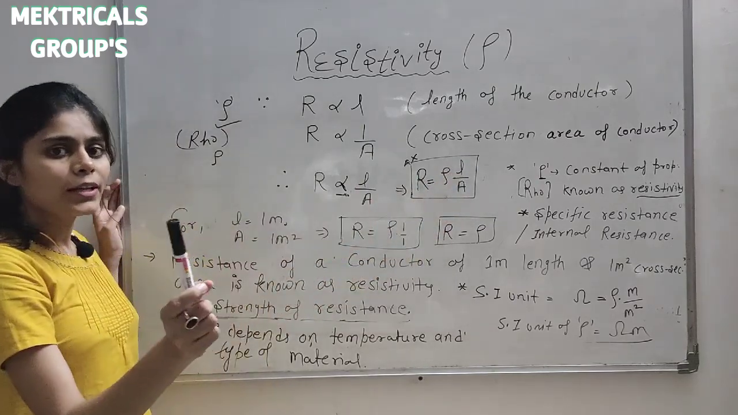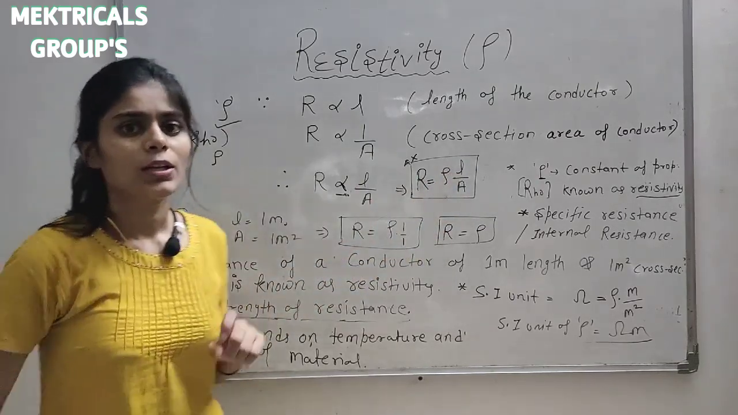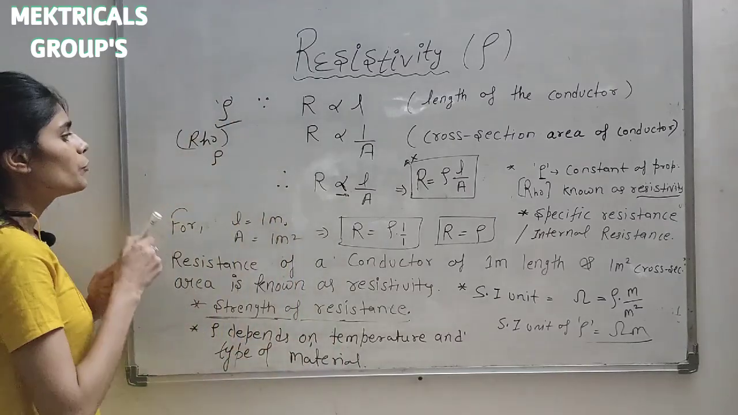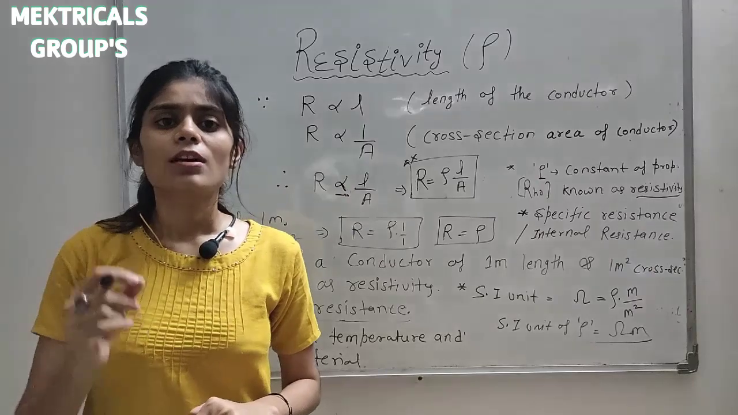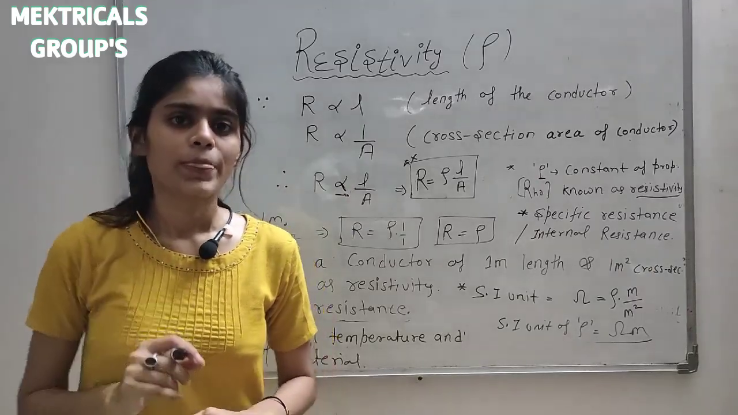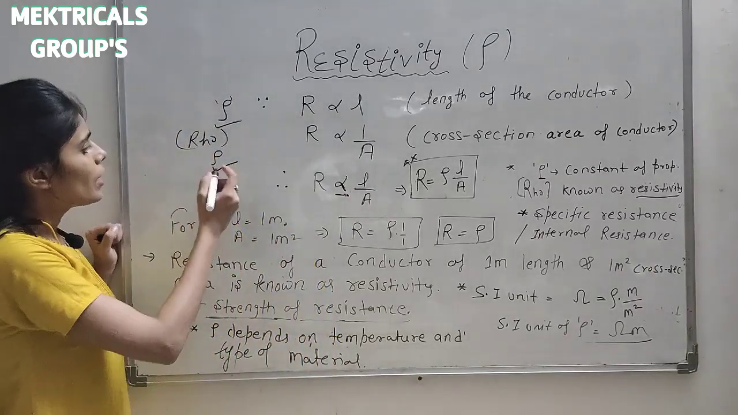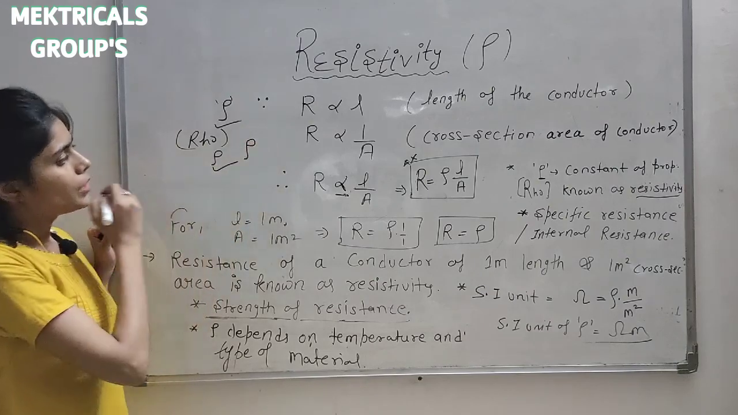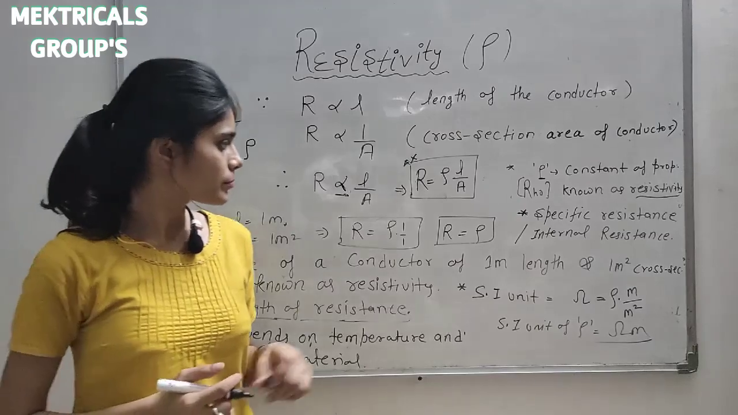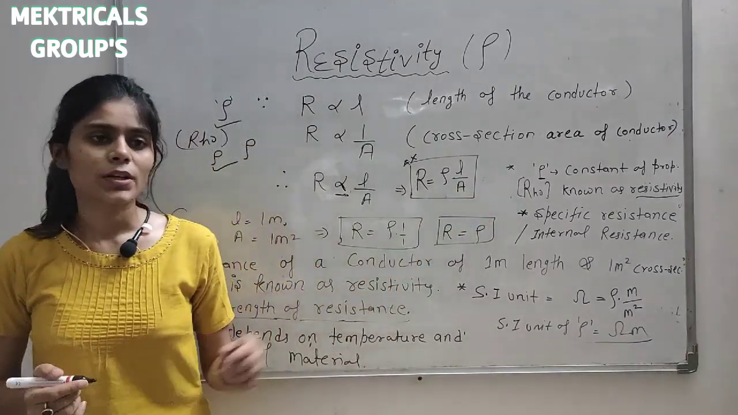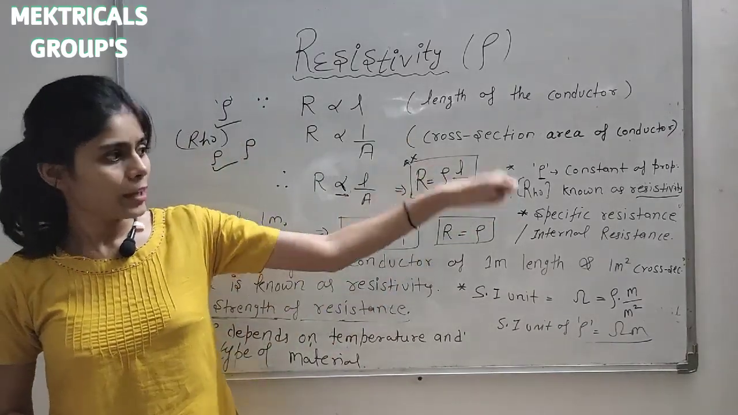Rho is the constant which is known as resistivity, and this is the symbol of resistivity. It is pronounced as rho, and you can make it like a little bit curved P. So this is about resistivity, how resistivity came.